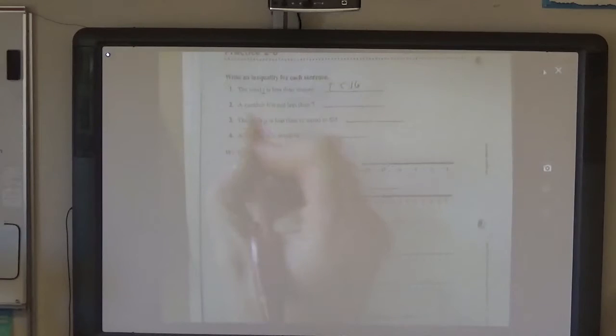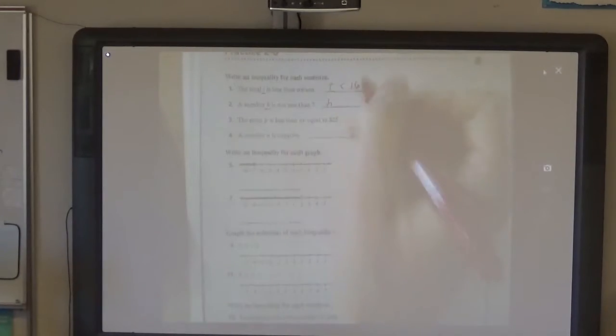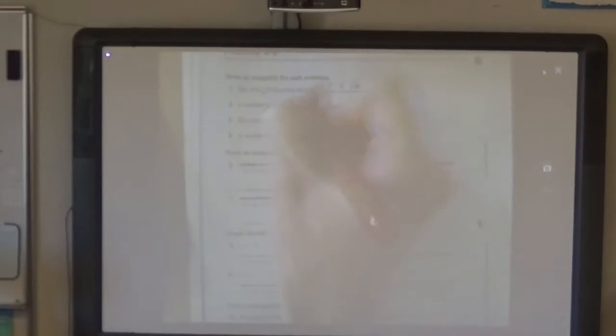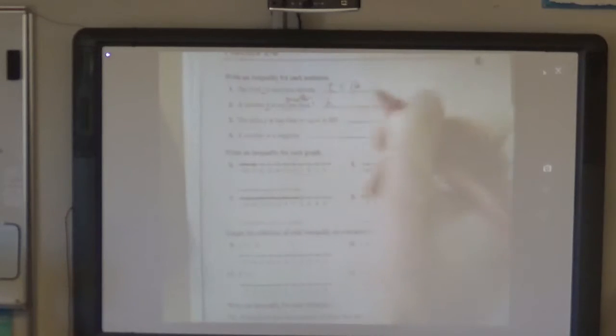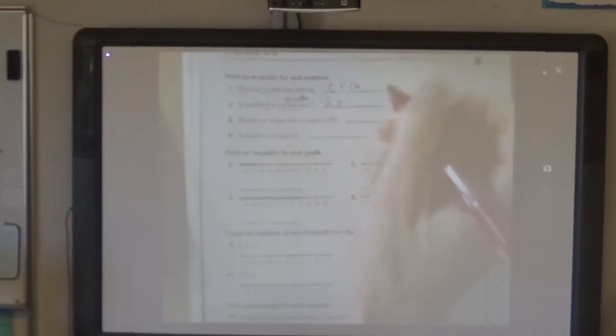Yes. Number 2, the number h, we use h, is not less than. So it is greater than or equal to.